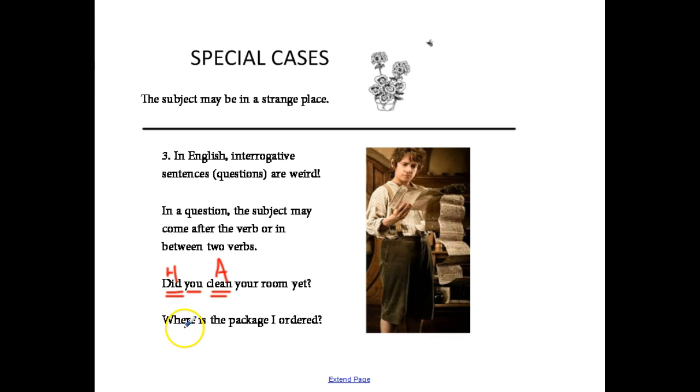And then here's one that begins with an adverb, where, just kind of like a sentence beginning with here or there. So we've got where is the package I ordered, and you've got a linking verb here, and the subject of that linking verb is of course the package. So look out, whenever you see a question mark at the end of a sentence, your subject is going to be in a strange place.